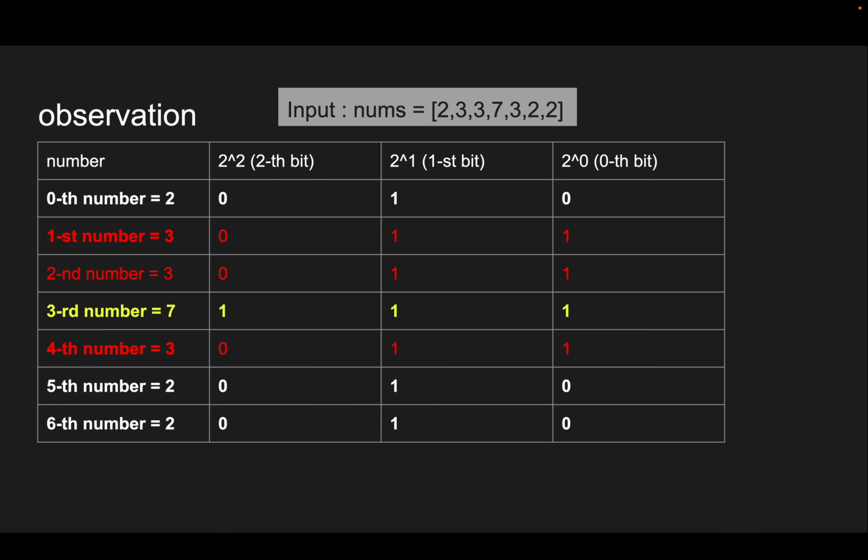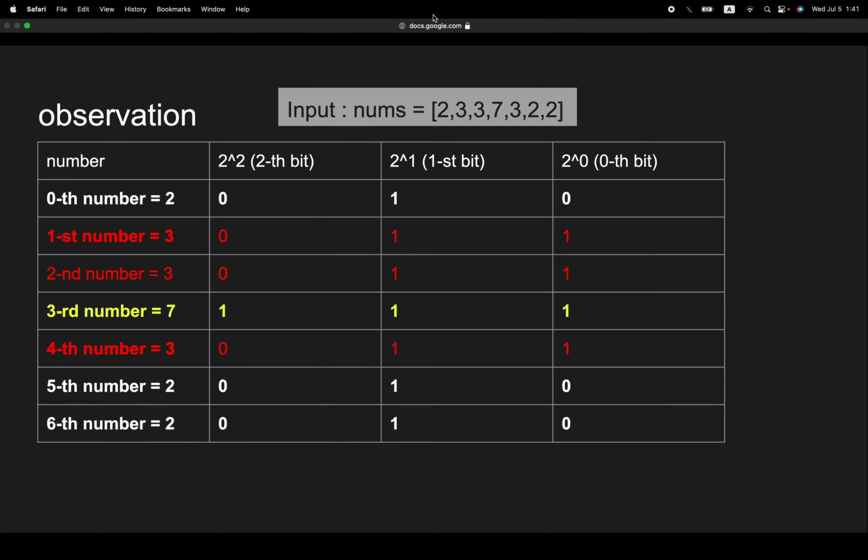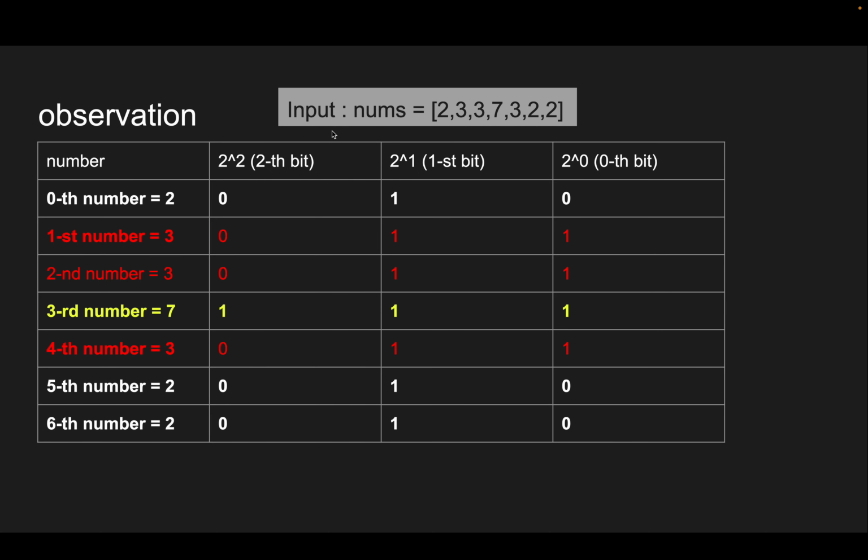So how can we apply bit manipulation to this problem? Let's see an example to find out how we can approach it. Let's say we have an array like this. The zeroth number is 2, the first number is 3, the second number is 3, the fourth number is 3, the fifth number is 2, and the sixth number is 2.